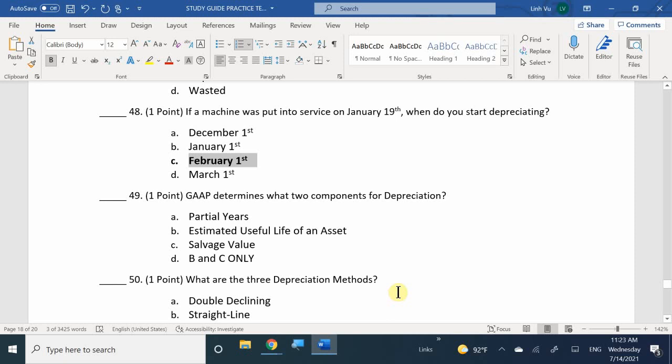GAAP determines what two components for depreciation. So in this case, I'm being very specific in two components. Yeah, that'll be D. D, C and B and C only, because estimated useful life and salvage value is what we taught in chapter 11. Has nothing to do with partial years. Okay? So this one is asking for that one. Okay?